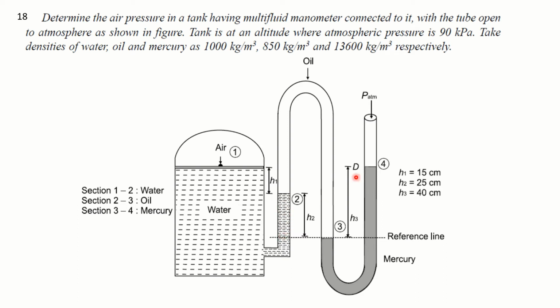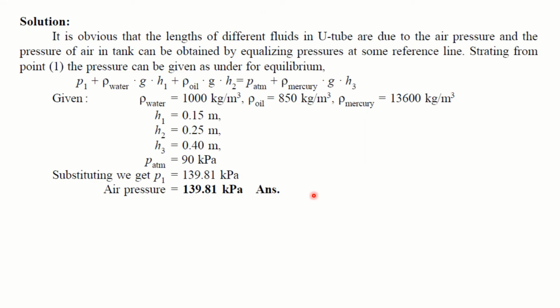This is balanced by this column: P atmosphere and density of mercury, acceleration due to gravity and mercury column height H3. This is balanced by this weight. So the equation is P1 plus rho water G H1 plus rho oil G H2 is equal to P atmosphere plus rho mercury G H3, as I mentioned.